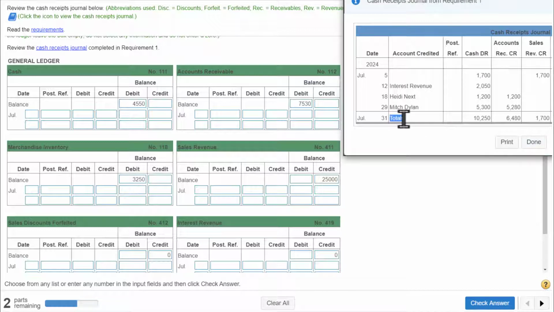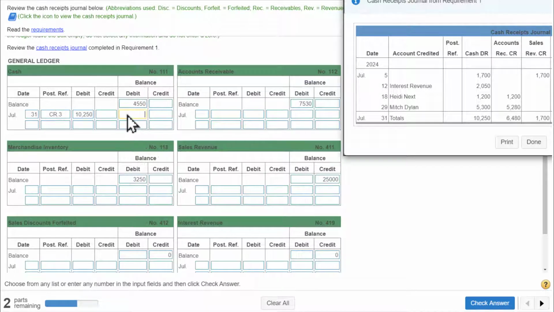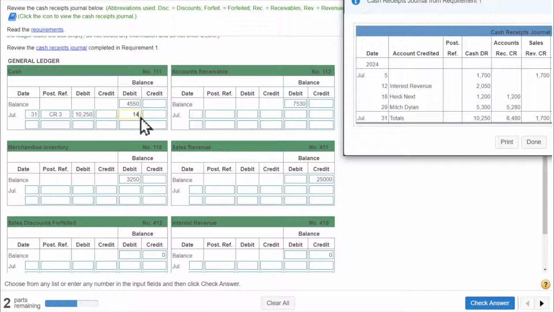Our first total is $10,250. I'm going to copy and paste that. It's a cash debit. Here's cash, and we post the totals at the end of the month. Post reference is cash receipts, page 3. So our new balance is $45.50 plus $10,250. That gives us a new balance of $14,800. Okay, so we posted the cash.